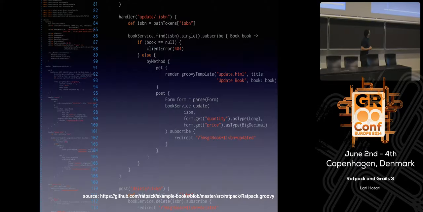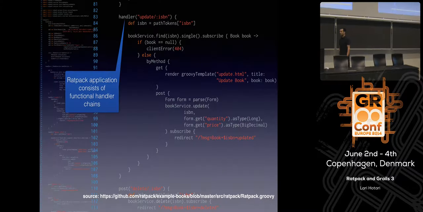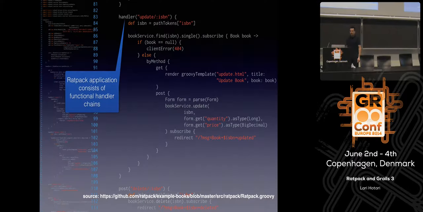there's a Ratpack application. It consists of functional handler chains. So in this programming model, this asynchronous declarative model, this is a realization of that model in Ratpack.